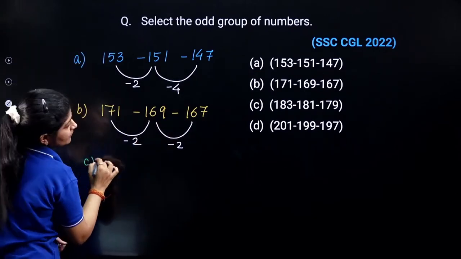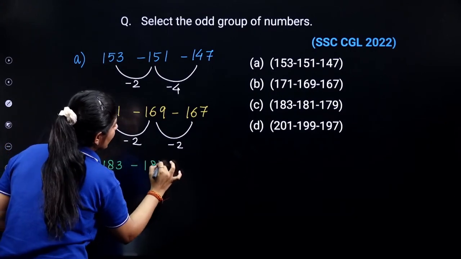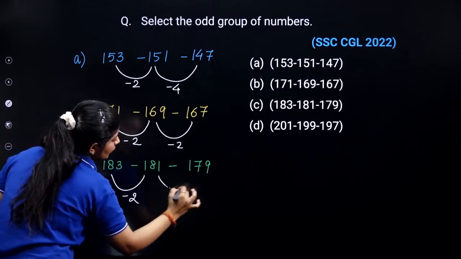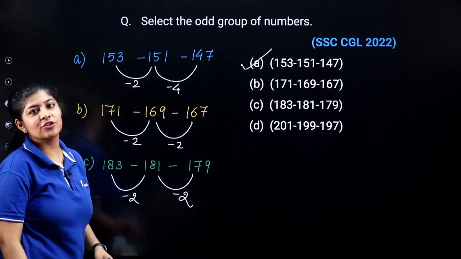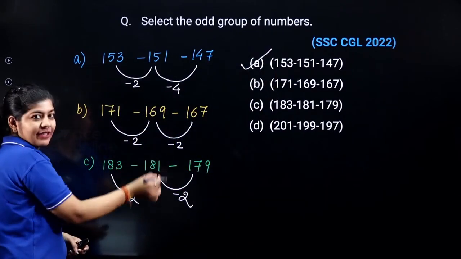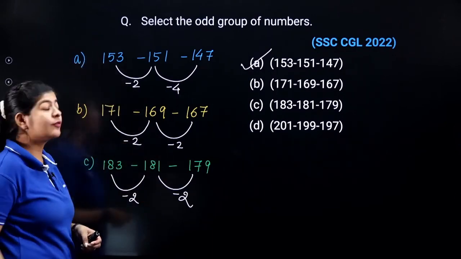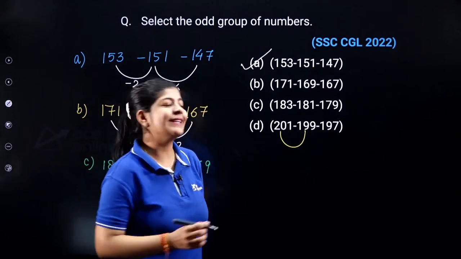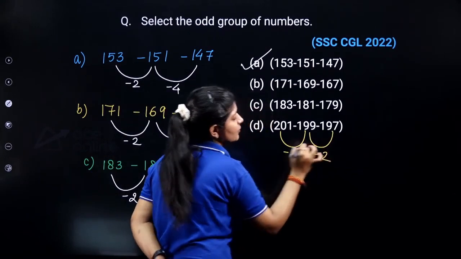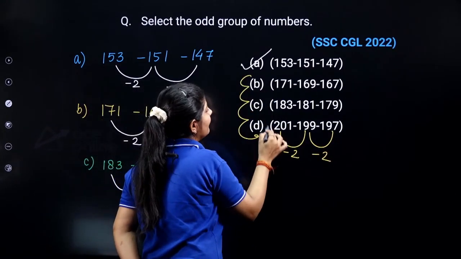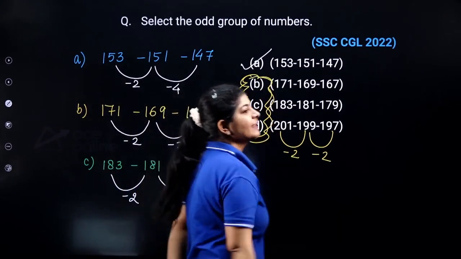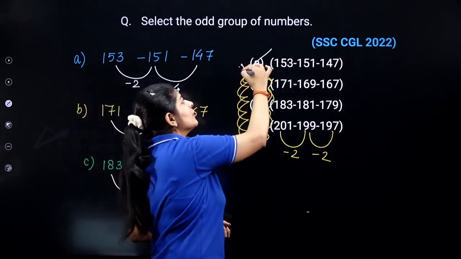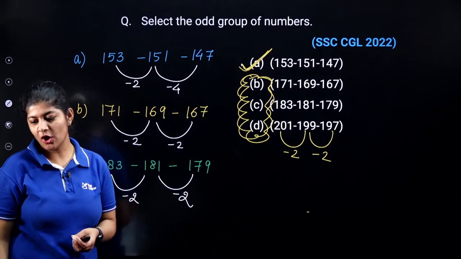Option number C. 183, 181, 179. Minus 2, minus 2. Option number A is your odd one out, because here we have similar properties and option A is not following these similar properties. Let's check the last option as well. 201 and 199. Minus 2. Again minus 2. So we can say that options B, C, D will create a common group, and option A is not following the property of that group. So the odd one out over here is option number A.